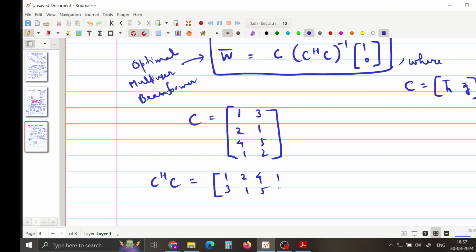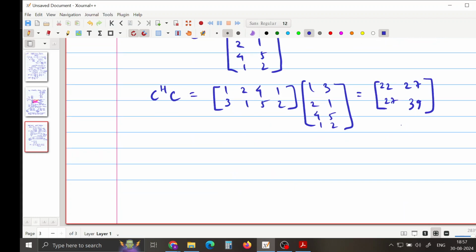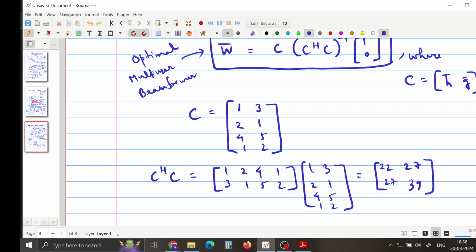It's simply this product. Okay, and if you do the math, you will get this matrix. It's a 2 cross 2 matrix. So fortunately we have dealt with only 2 cross 2 matrices, and we want to find its inverse as well.